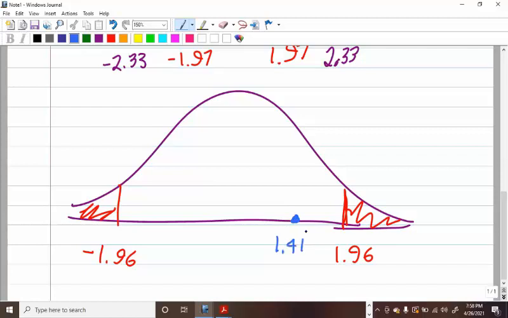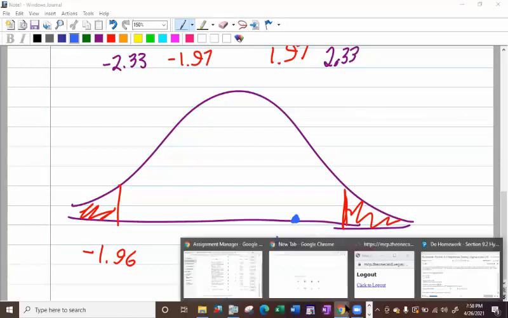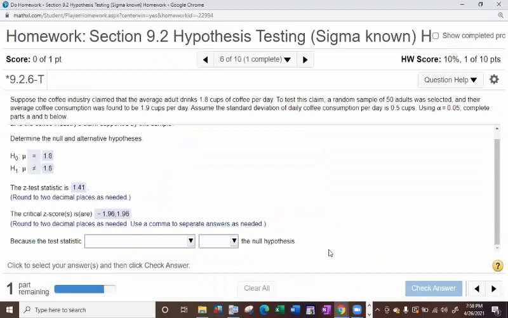Now we'll use this image to see how they're phrasing the question. It's definitely do not reject. That's for sure, because you see it didn't fall in either end. Anywhere in the middle is do not reject. That much we know for sure. But let me see if they use any kind of crazy wording here.